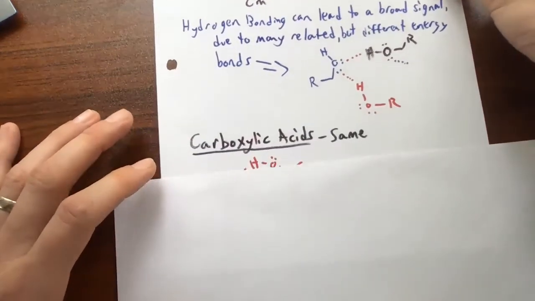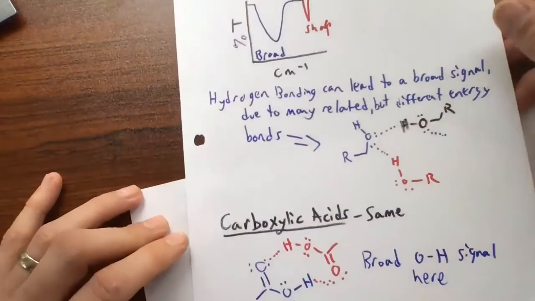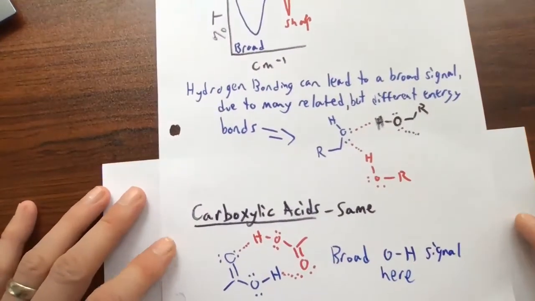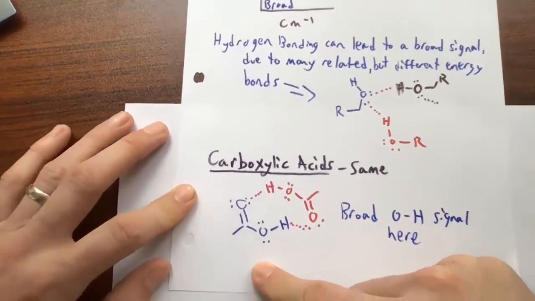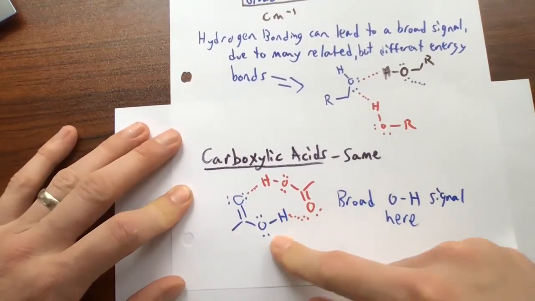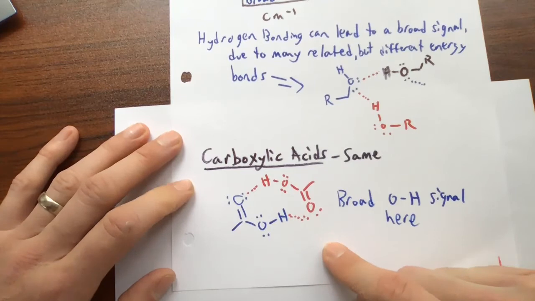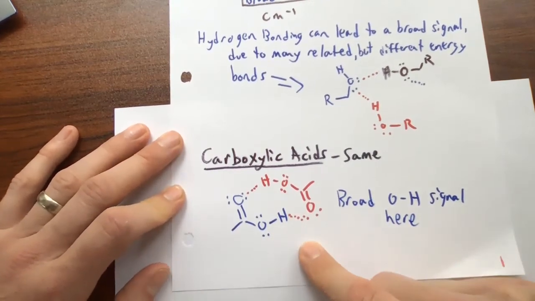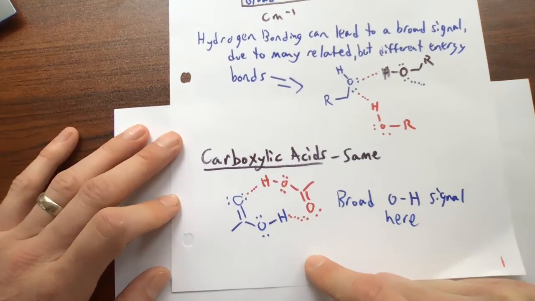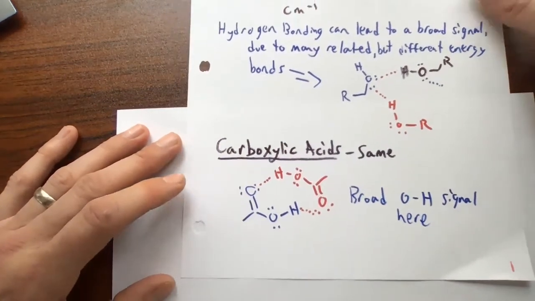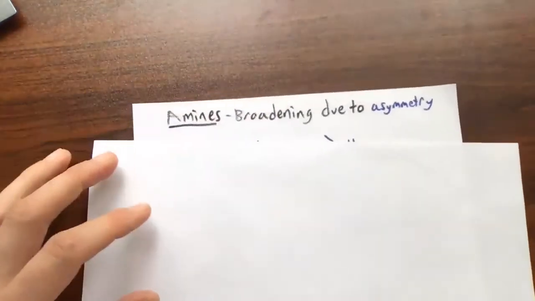This is a really big issue in carboxylic acids, just like it is for alcohols. In carboxylic acids, you have a very strong tendency to do what's called a self-hydrogen bonding interaction, or a dimerization. And because you can have this type of dimerization event, you can have very broad OH signals in the IR spectra.